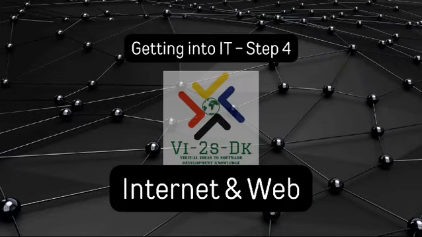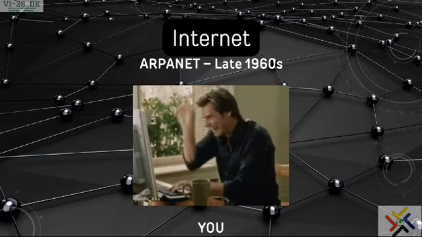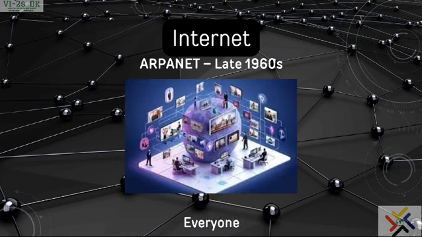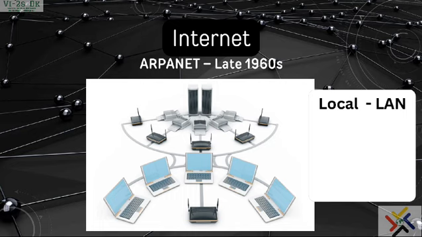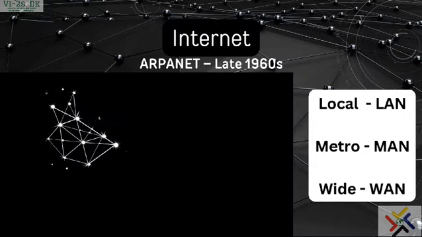Today we'll be discussing the internet and how the web works. Today, you and everyone else uses the internet, which started in the 1960s by an agency in the Department of Defense known as ARPANET, Advanced Research Project Agency Network. It is the interconnection of devices locally, then through the metro, and finally across a wide area network. Internet is a global one.